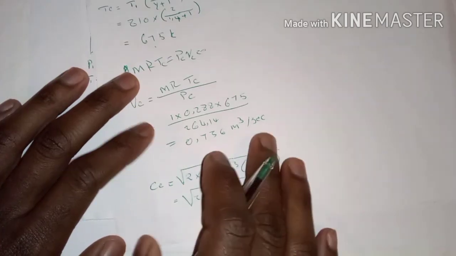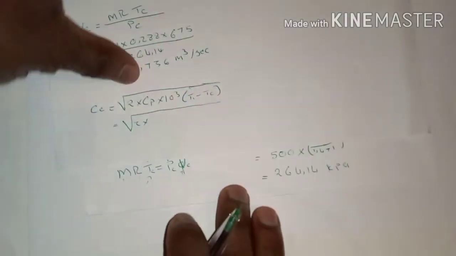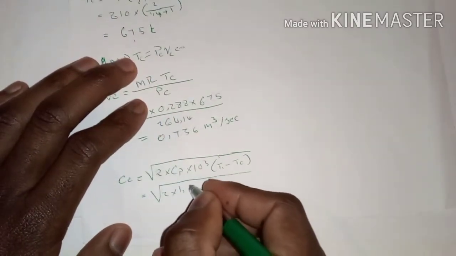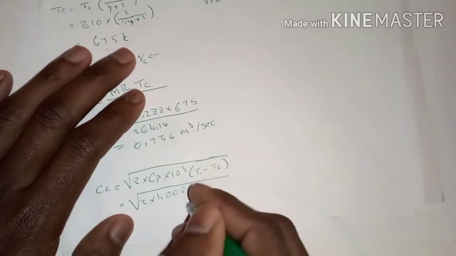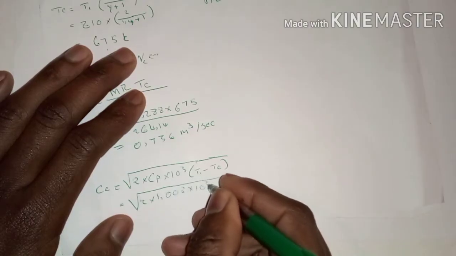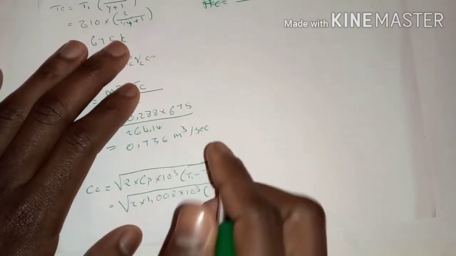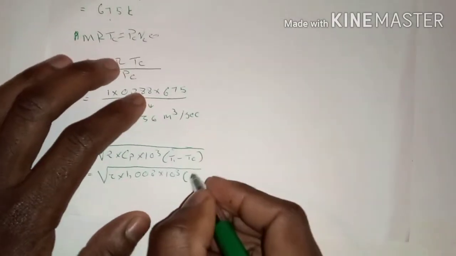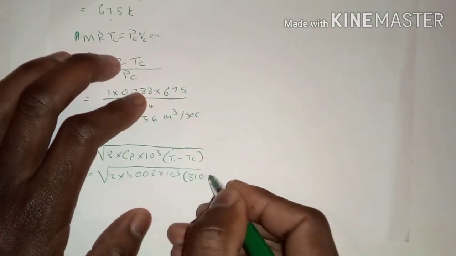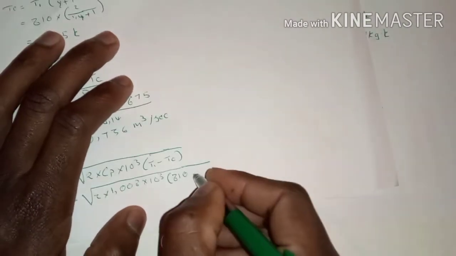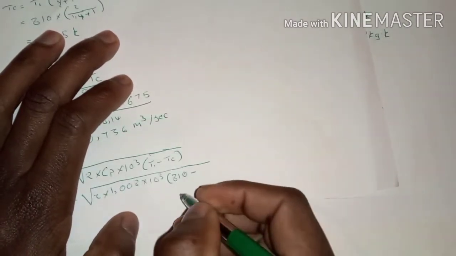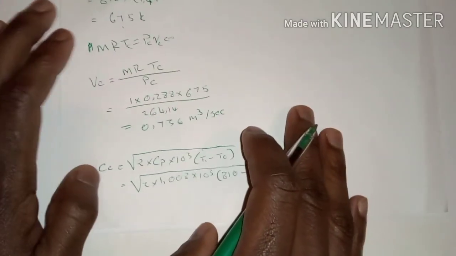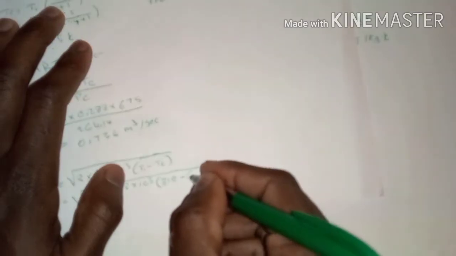2 times what is the specific heat capacity? It's 1.008 times 10 to the power 3. Temperature number 1 we are given as 810 Kelvin. Here in these formulas you will only use kelvins, and then here the temperature of the trough is 675.